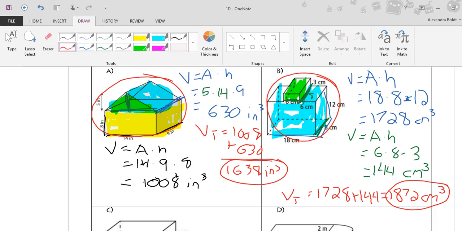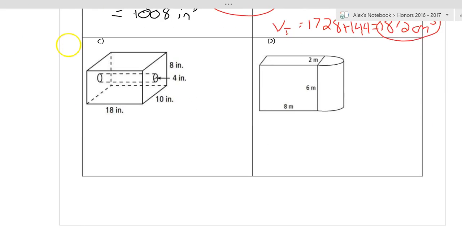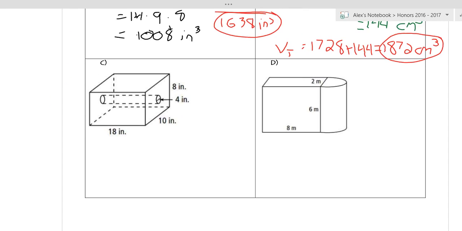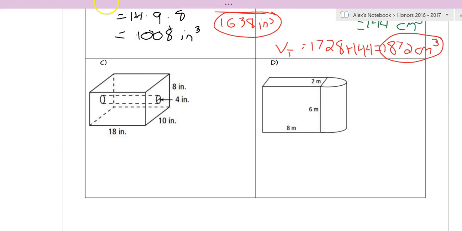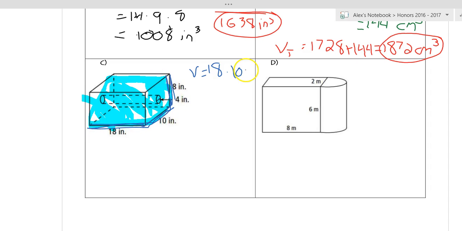All right, looking at letter C. This one's a little more complicated. What this means is I have taken this cylinder out of this prism. So I'm still going to start by finding the volume of this whole prism, the whole thing. So volume equals 18 times 10, my area of my base, times the height, which is 8.